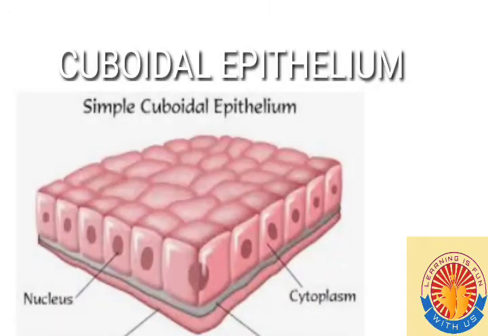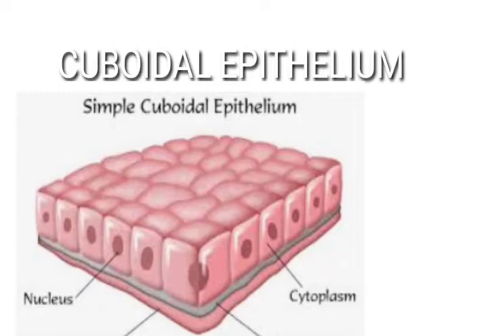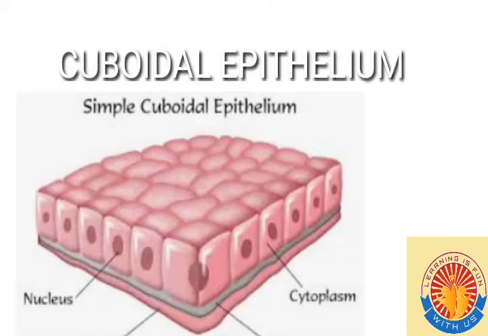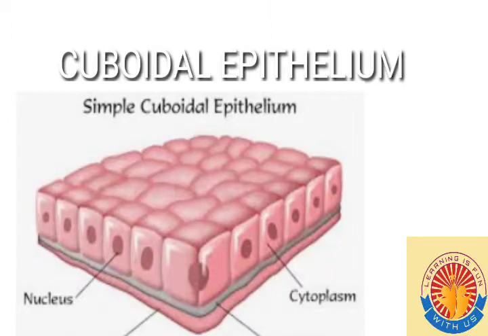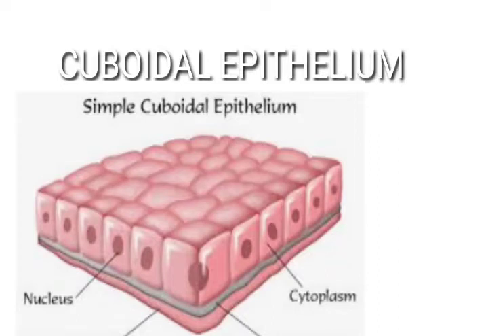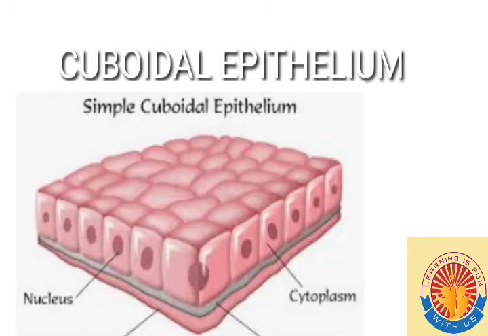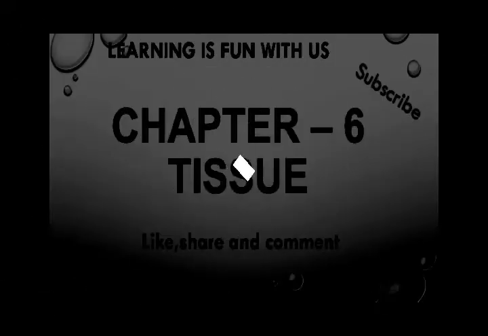Now, cuboidal epithelium. It is made up of cube-shaped cells which have round nuclei. It forms the lining of kidney tubules and ducts of salivary glands, where it provides mechanical support. It also forms the germinal epithelium of gonads. It also helps in absorption, excretion and secretion. It has no types.